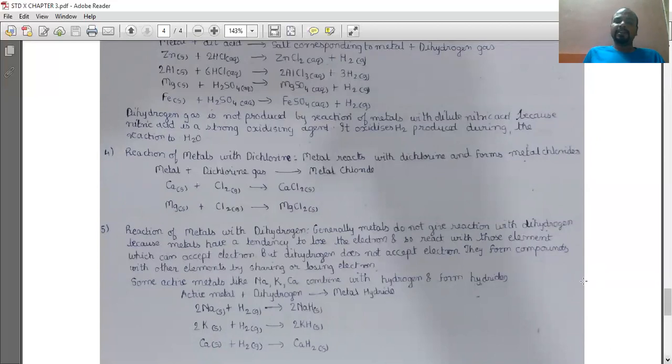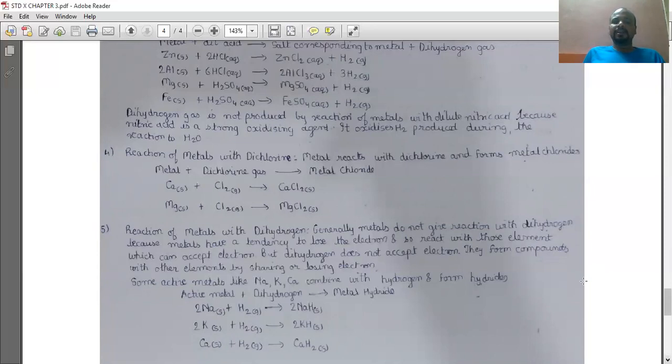One more time, see, reaction of metals with dihydrogen. Generally, metals do not react with dihydrogen because metals have a tendency to lose the electron and so react with those elements which can accept electron. But dihydrogen does not accept electron. They form compounds with other elements by sharing or losing electron.